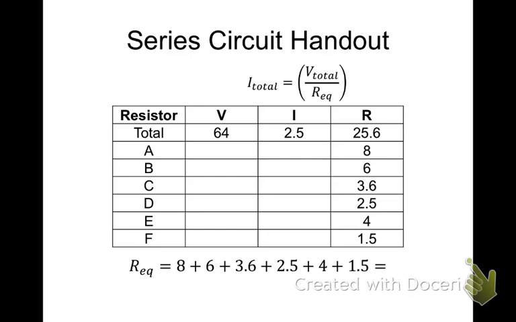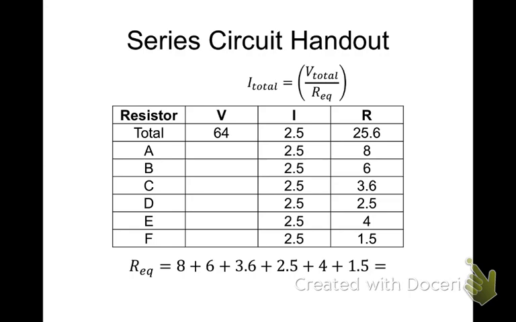Now, the easy one. Current stays the same in a series. So I can just fill 2.5 all the way down. We all got there? That's just true. If it's 2.5 at the battery, it's 2.5 everywhere because it's just one branch. You can't split. It doesn't speed up or slow down. You have the same amount of electrons going past any part of the circuit at the same time all the time.